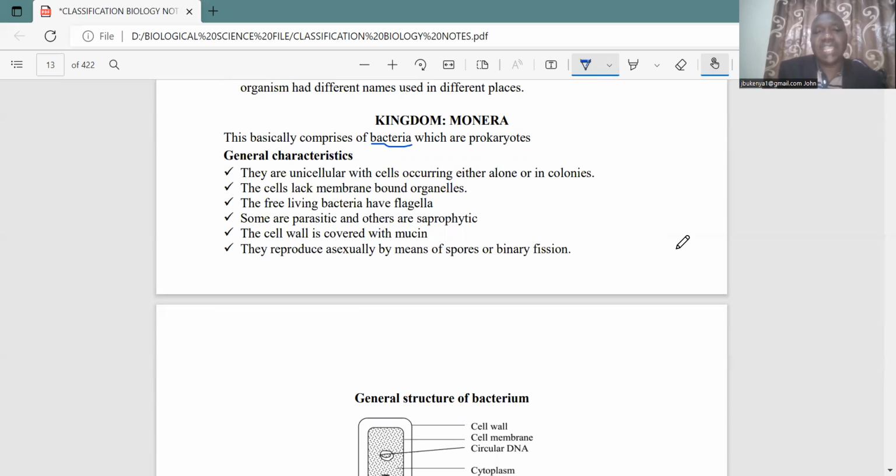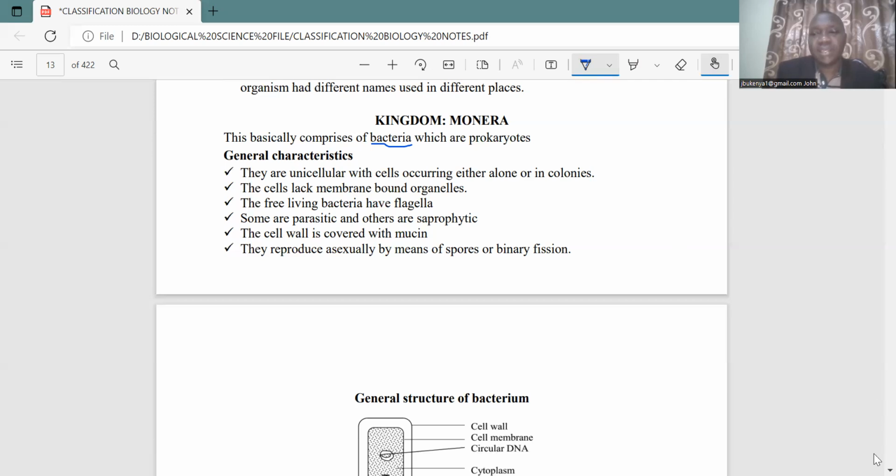But we distinguish bacteria from the single-celled organisms under Protoctista, because the single-celled organisms like amoeba, paramecium, and Euglena, the trypanosomes, those ones, they have a true nucleus, and they also have membrane-bound organelles. They have cell organelles like the mitochondria. They have cell organelles like endoplasmic reticulum. They have cell organelles like the lysosome. They have cell organelles like the ribosomes. They have cell organelles like the Golgi body or Golgi complex.